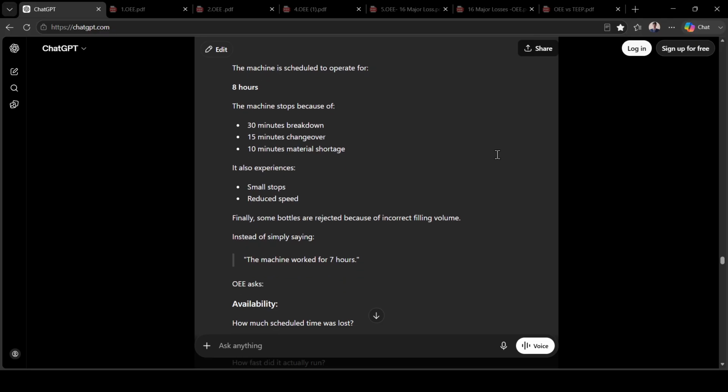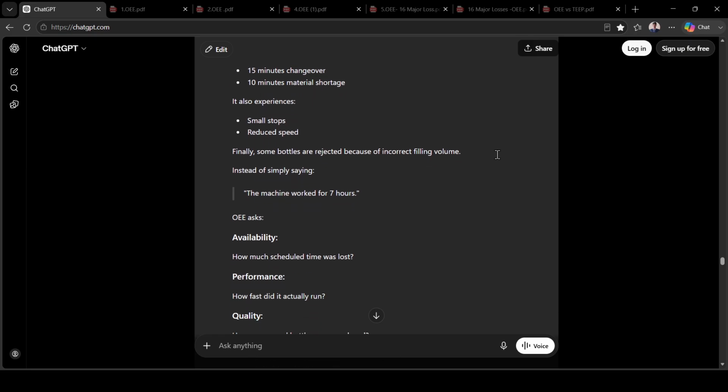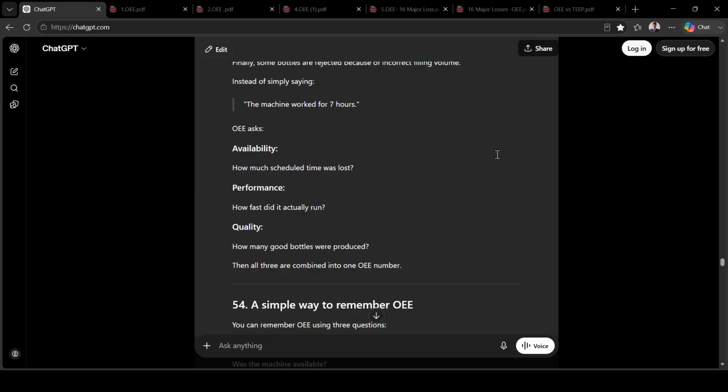So instead of simply saying the machine worked for 7 hours, we ask: availability, how much scheduled time was lost; performance, how fast did it actually run; quality, how many good bottles were produced. Then all are combined into the OE number.